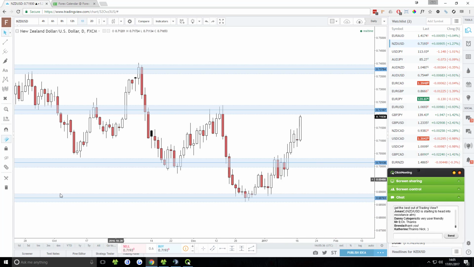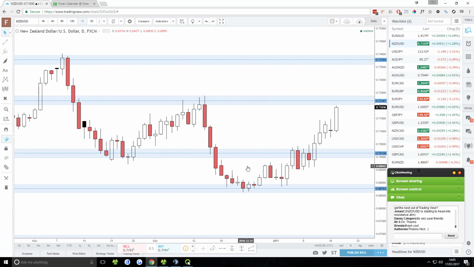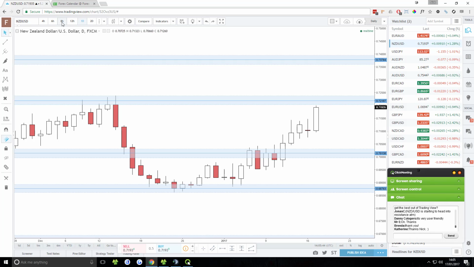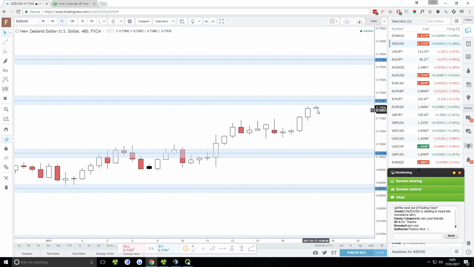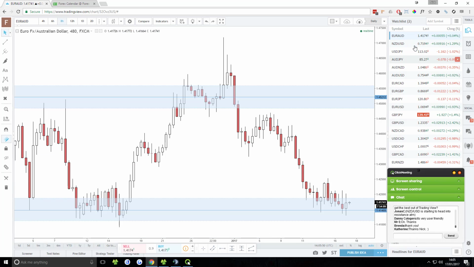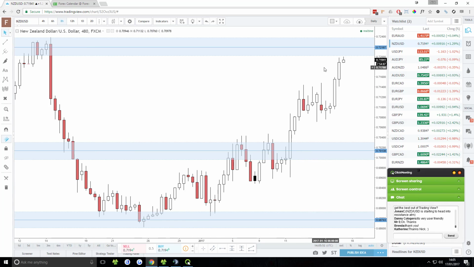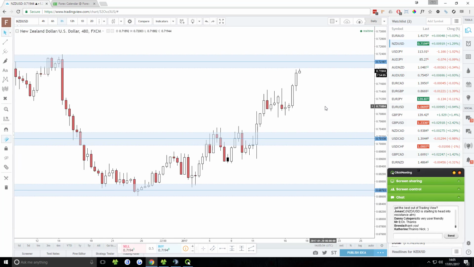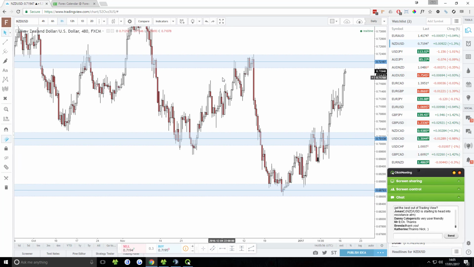But someone pointed out that New Zealand USD is headed into resistance, and that is in fact the case. It is heading into resistance, so do keep a very close eye on this. It is pushing into resistance. This could be the move we're looking for. Keep a close eye on New Zealand USD. I'm pretty excited about this potential setup.